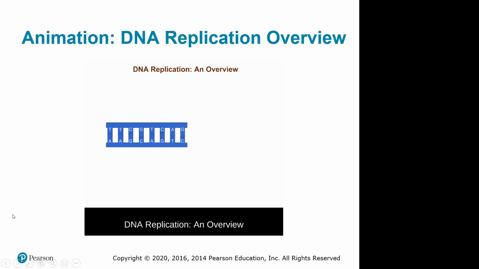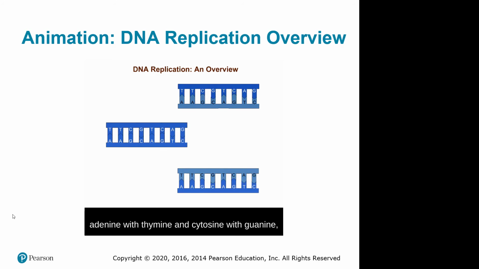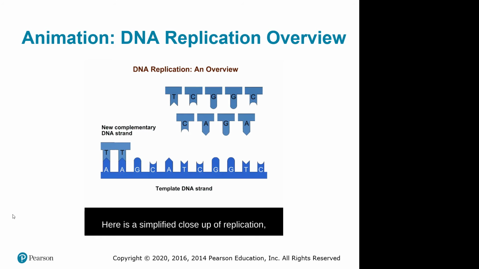DNA replication, an overview. In principle, copying DNA, a process called DNA replication, is very simple. The two complementary DNA strands separate, and because each nucleotide can only pair with its complement, adenine with thymine and cytosine with guanine, each strand can be used as a template to build a new complementary strand, producing two DNA molecules.